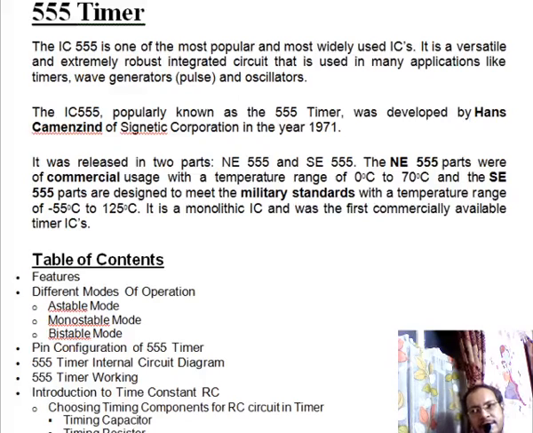The NE-555 parts were for commercial uses with a temperature range of 0 degrees to 70 degrees C, and the SE-555 parts are designed to meet the military standard with a temperature range of minus 55 degrees C to 125 degrees C. So that means the SE-555 parts can be operated over a very wide range of temperature. It is a monolithic IC and was the first commercially available timer IC.